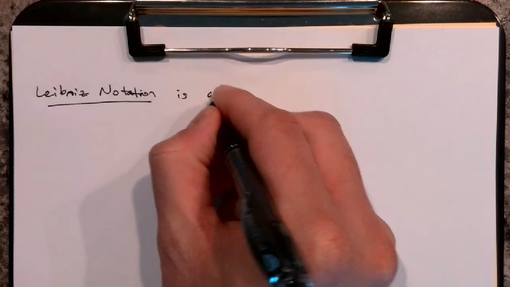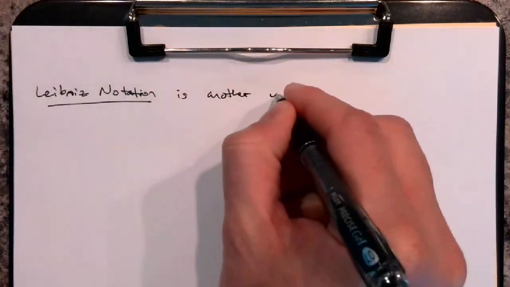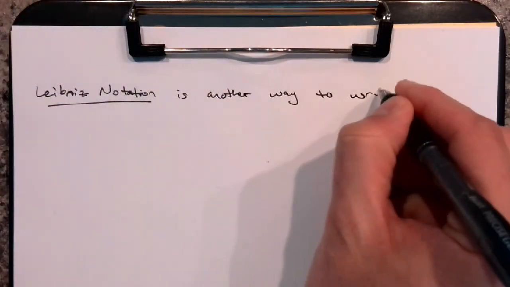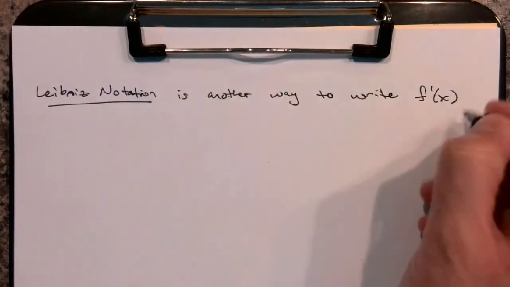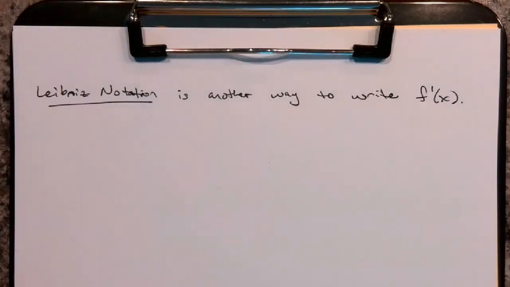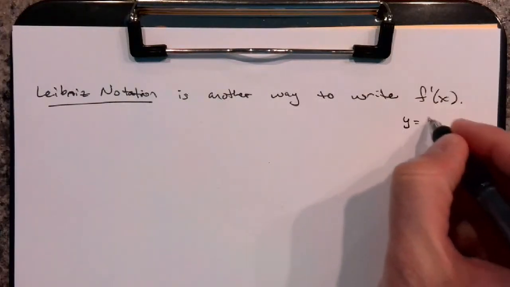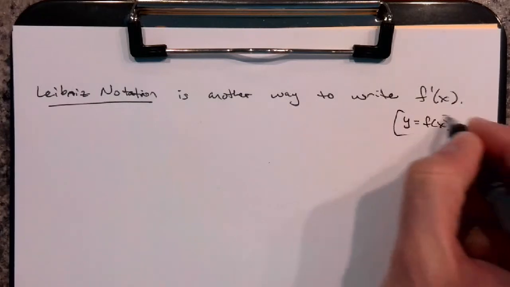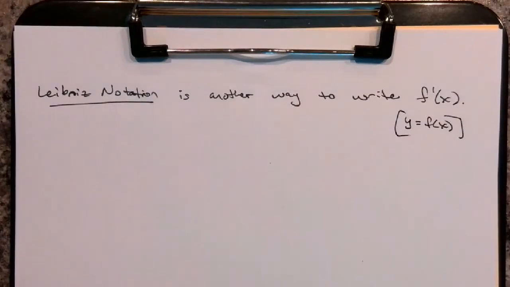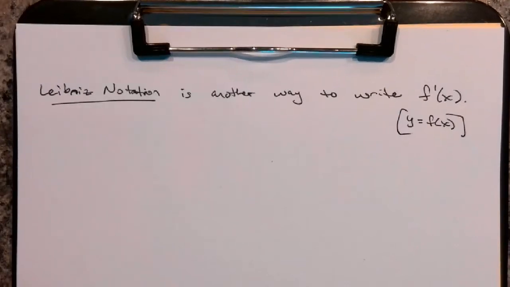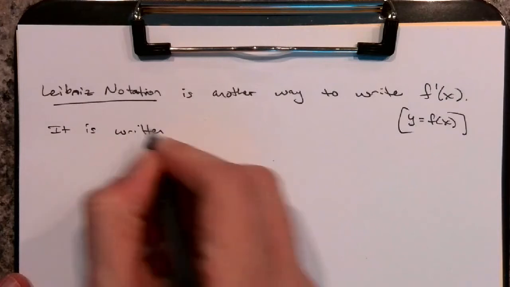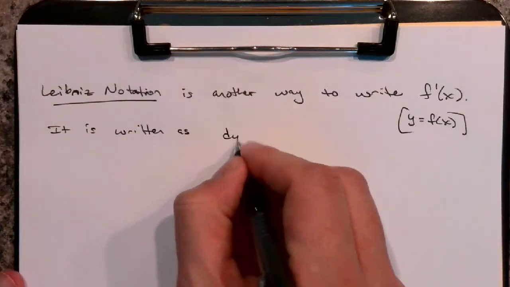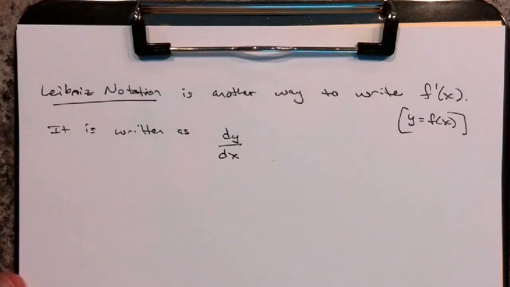And Leibniz notation is another way to write f prime of x, the derivative. If you're normally thinking of y equals f of x, right, then f prime of x would be the derivative of that. But the other way you would see it is written as dy over dx. Doesn't mean divide.